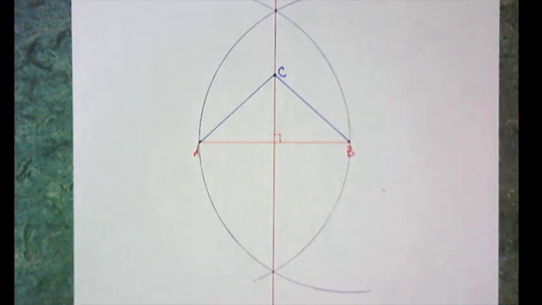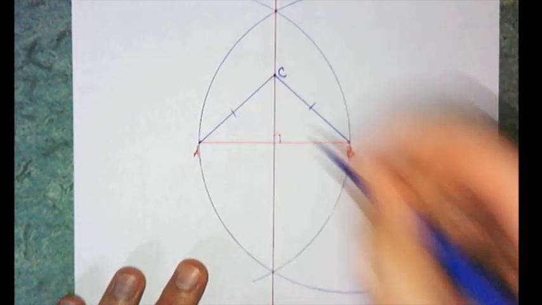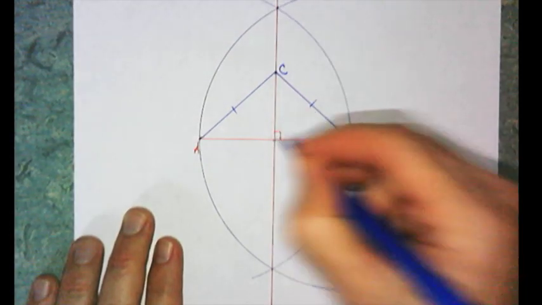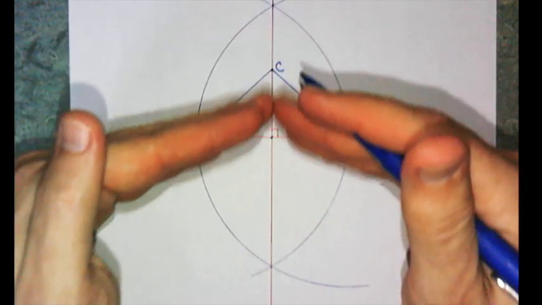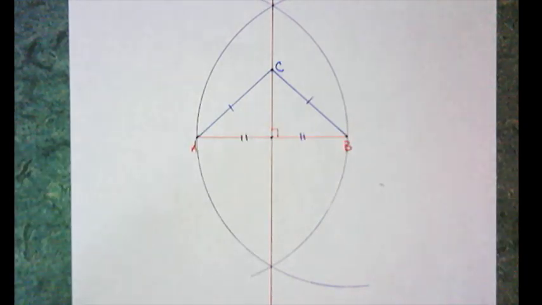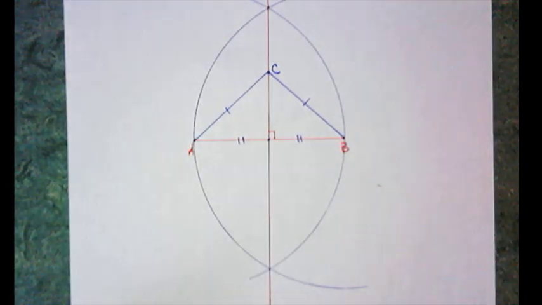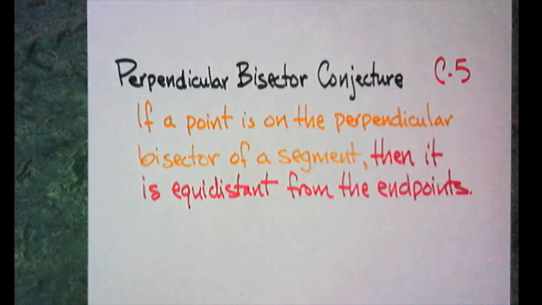We are going to leave it as a conjecture. I'm inductive. If you put it anywhere on there, you're going to make an isosceles triangle. It was equilateral as I moved down the middle, because this one's right in the middle. Yes? That's the midpoint of AB. As I moved down, I still continued to be the same distance from the endpoints. And that is our conjecture for the day. Perpendicular bisector conjecture, C5. If a point is on the perpendicular bisector of a segment, then it is equidistant from the endpoints. And that's what we just drew.